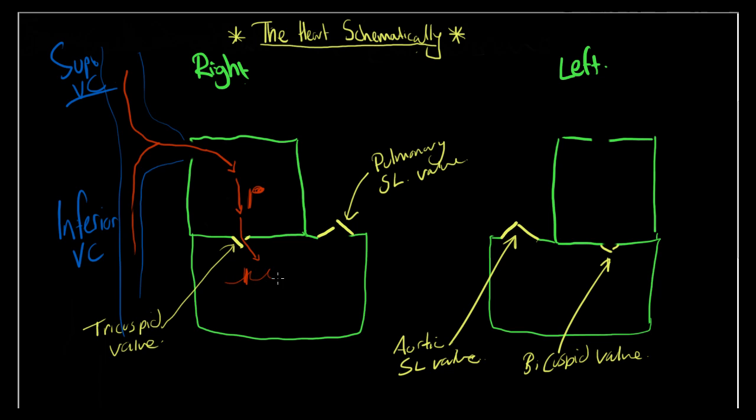Good, so we get a bunch of blood filling up in here, in our right ventricle. Now, what we have also is a pulmonary semilunar valve, as written here. So when we have an increase in pressure in our ventricle that is higher than the pressure in our pulmonary artery, which I'm going to draw on now.